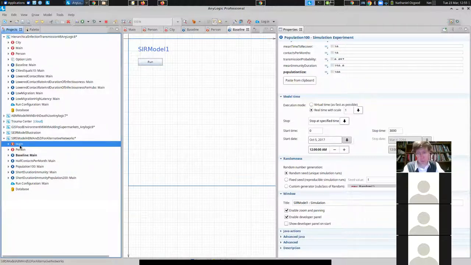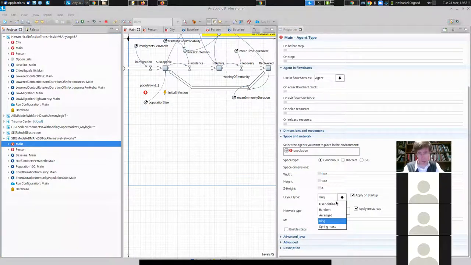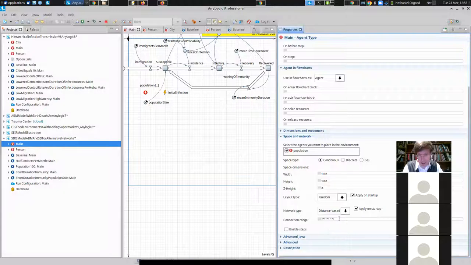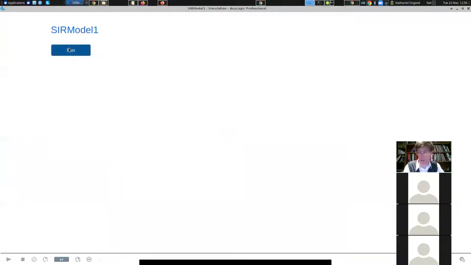To finish that, if we click on main, mind you, I'm going to be changing something. If you want to experiment with this model later, you can re-download it or remember to change this back. I'm going to change their layout. Instead of having them defined in a ring lattice, I want them scattered because I want to connect them with connections based on how close they are. And so we need them to be spread out over the landscape. And so we're going to have a distance-based network, okay? So they're laid out in a random way and connected in a distance-based fashion. And here we go. I'm going to do it with a larger population first and then a smaller.